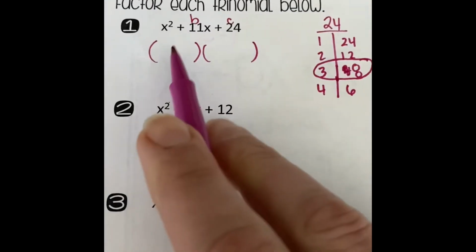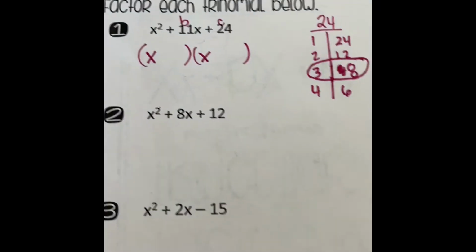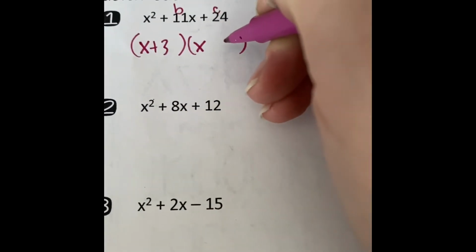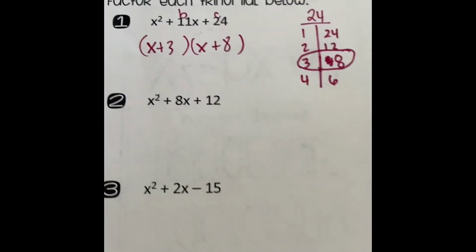So to factor our trinomial then, we're gonna write 2 parentheses. The variable that we have is an x, so each of these is going to have an x. Okay. And then one's going to get a positive 3, and the other's gonna get a positive 8.